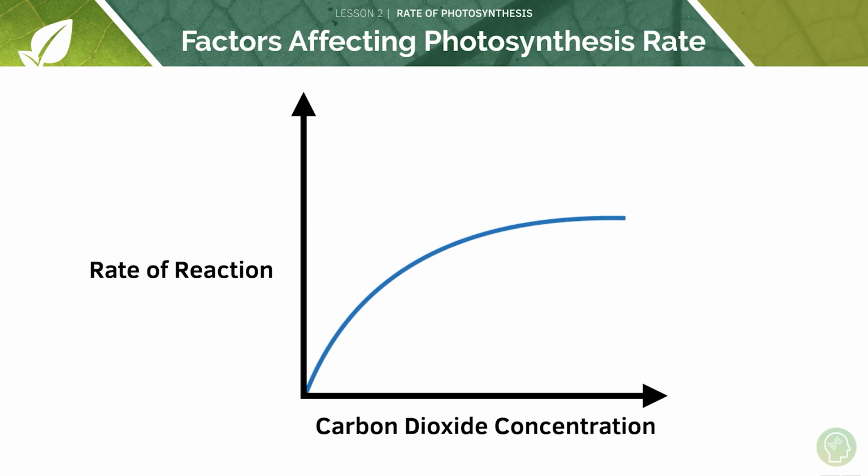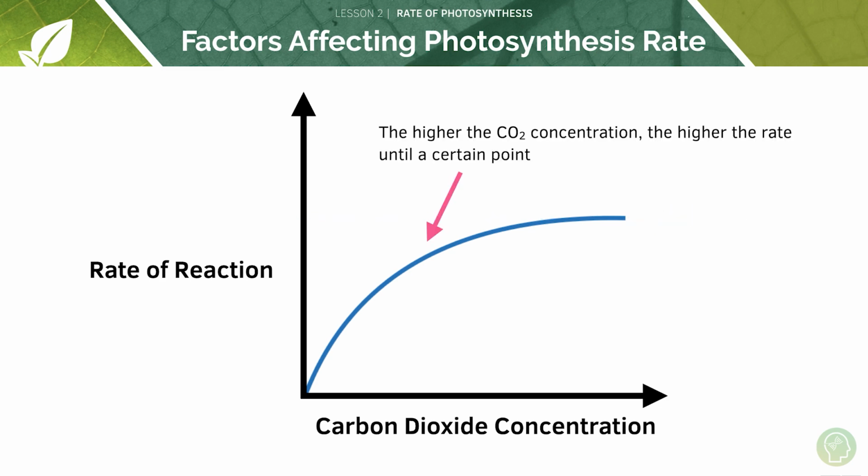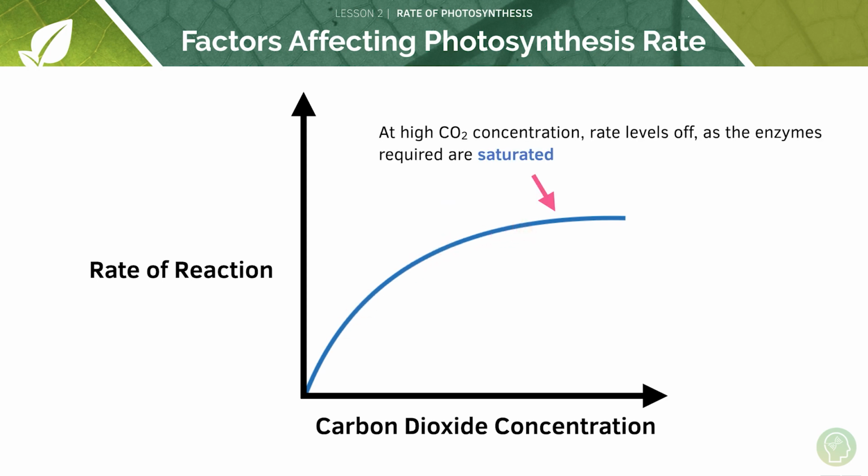We would call that a plateau. Where your carbon dioxide concentration is increasing, but your rate of reaction is not increasing, we would call that a plateau. Let's have a look at this in further detail. As I said, the higher the CO2 concentration, the higher the rate of reaction until we get to a certain point. And then at high CO2 concentrations, the rate levels off, it plateaus.